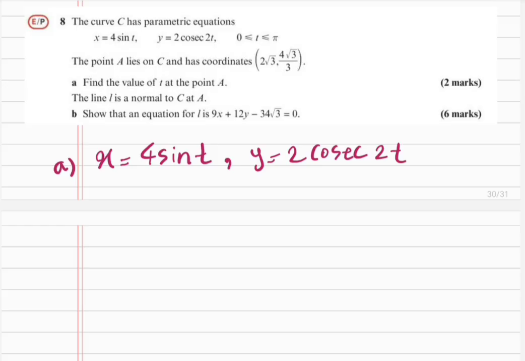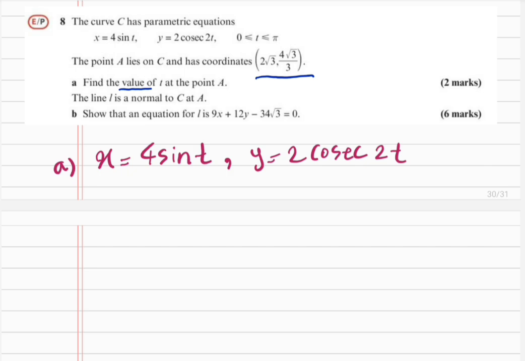But part A is interesting because we have the parametric equations x is equal to 4 sine t and y is equal to 2 cosec 2t. And we have the point A, which lies on the curve C, and has coordinates 2 root 3 and 4 root 3 over 3. For part A, we need to find a value of t at the point A. So it's important to note that it says the value of t. Once we solve the equations, you will see what I mean.